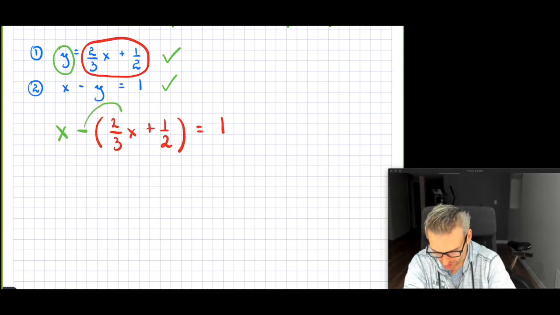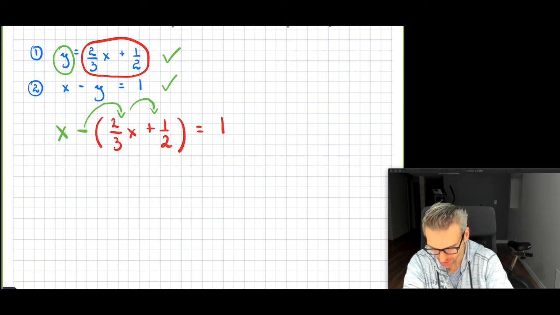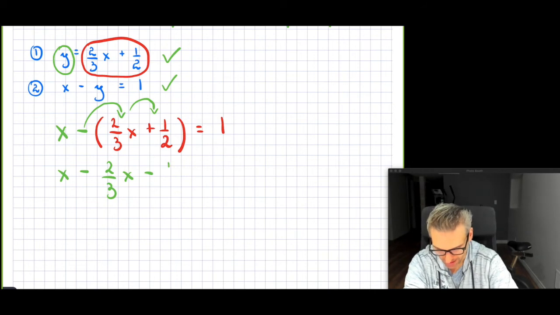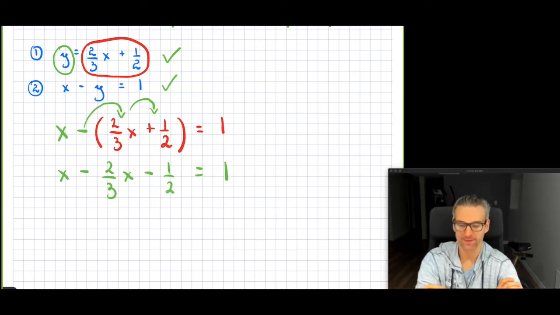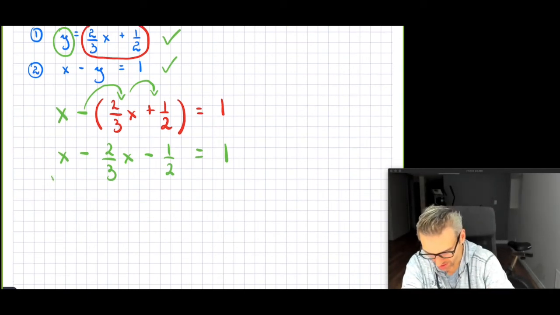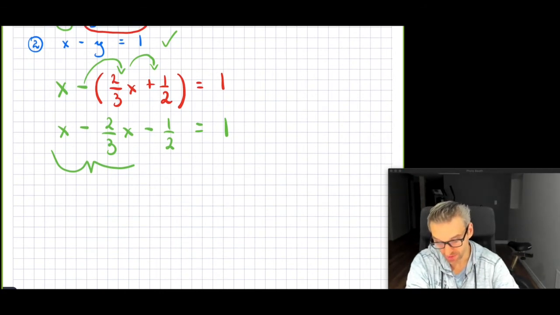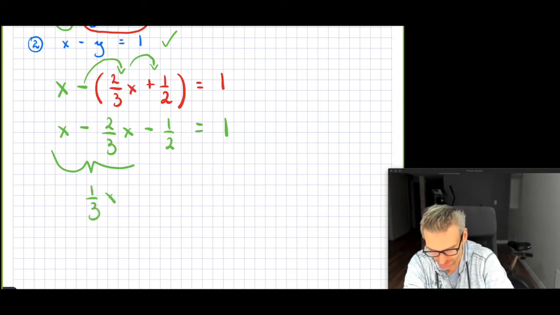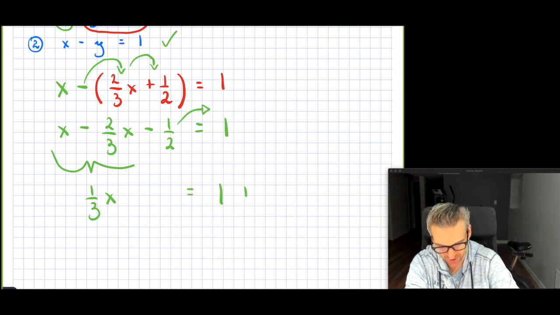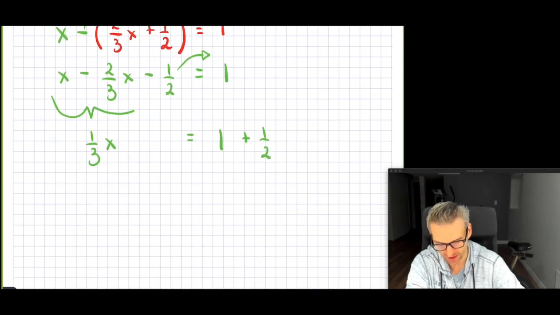So this negative I'm going to bring inside. I'm going to multiply the brackets through. So I have x minus 2 over 3x minus 1 over 2 is equal to 1. Okay, so no more brackets, and now we can go ahead and collect. Notice this: I have x minus 2 over 3x. You can do that on your calculator, or you should be able to do it in your head for this one. So this is just going to be 1 over 3x. That negative a half I'm going to bring over to the other side, so it's going to turn positive.